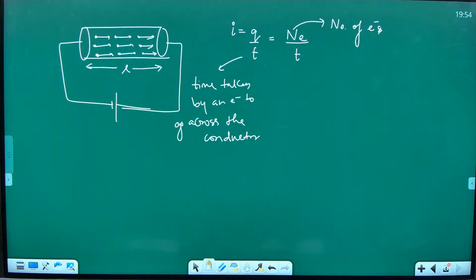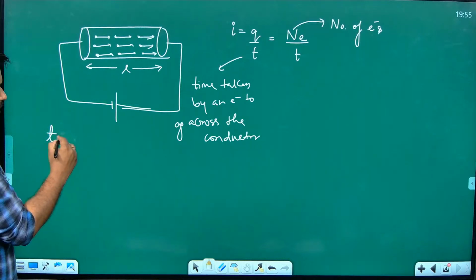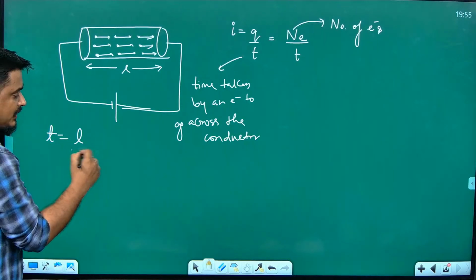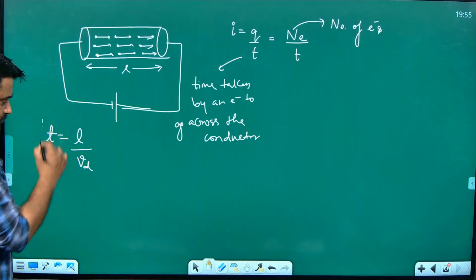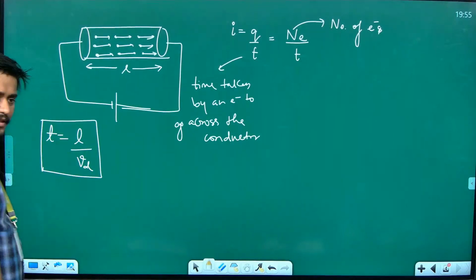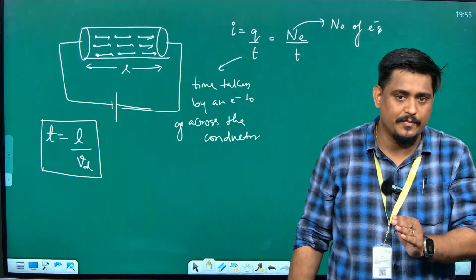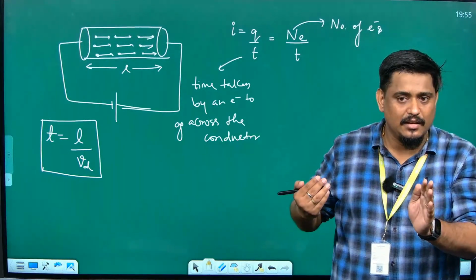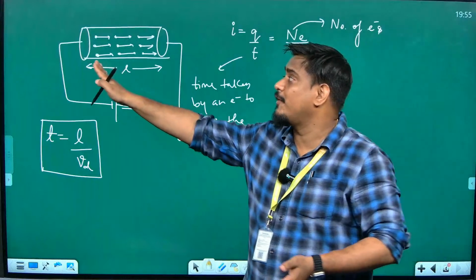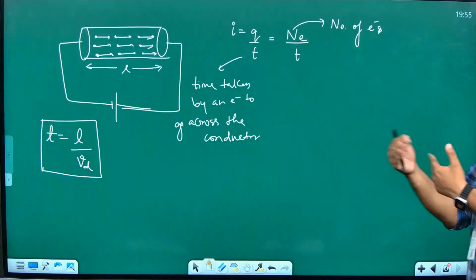We can find that time easily because we know velocity is equal to displacement by time, so time is equal to displacement by velocity. So this time will become equal to length by Vd. Do you agree with me? The velocity with which it is drifting is Vd and the length is L, so the time it takes to drift fully is length divided by Vd.